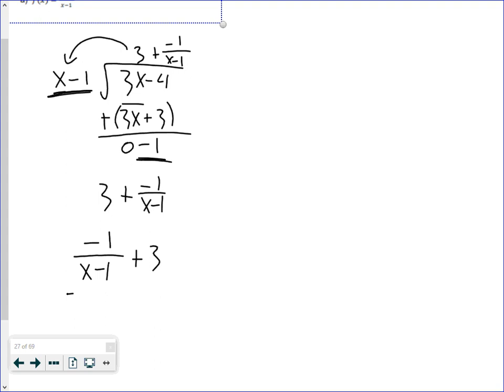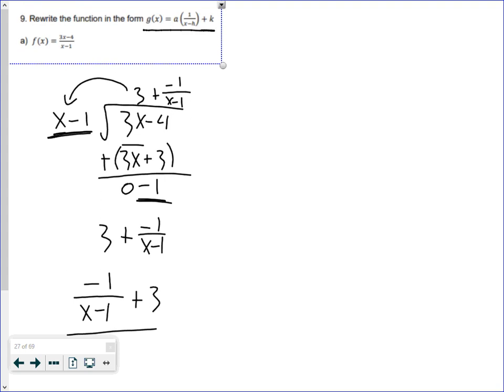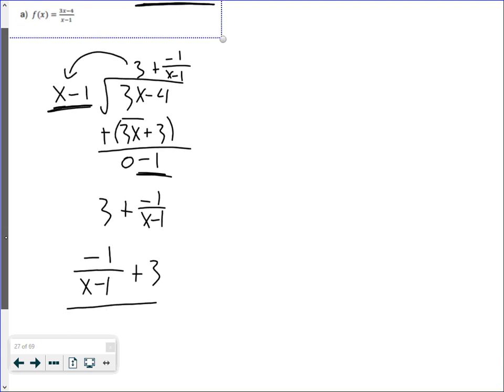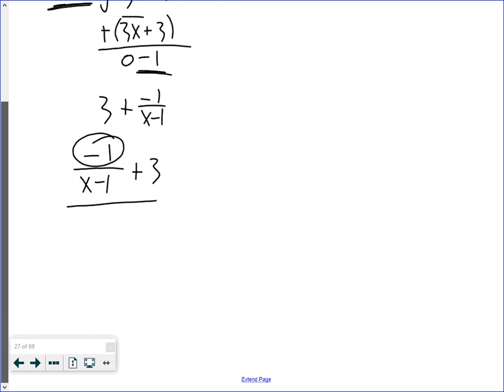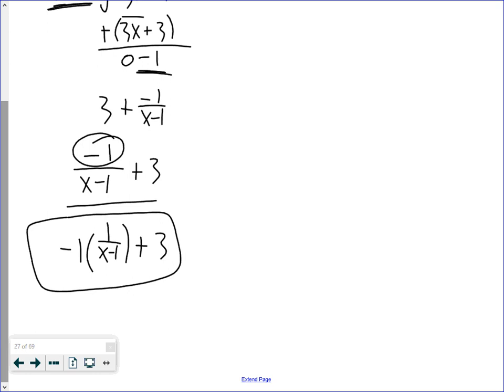And this right here looks very similar to the form that we want. The only thing that's different is that we want a 1 on the top right there. We don't want a negative 1, we want just a 1. But all we can do to fix that is just take out that negative 1 and put it in the front. Whatever's on top of the fraction, just take it, move it to the front. So we get negative 1 times 1 over x minus 1. And that is going to be our answer. So whatever's on the top, the a value, just take it out. And we get our answer right there.